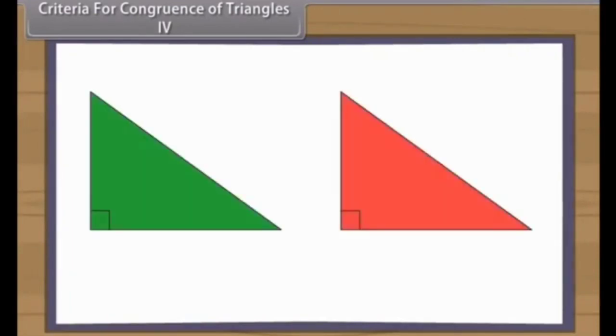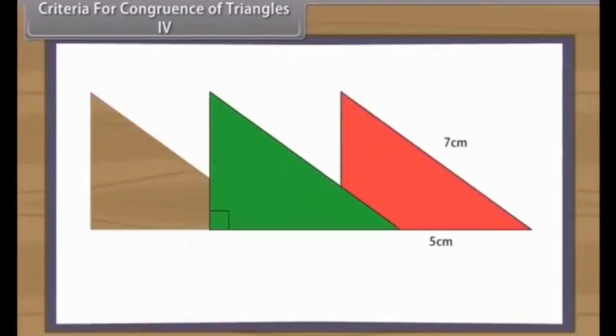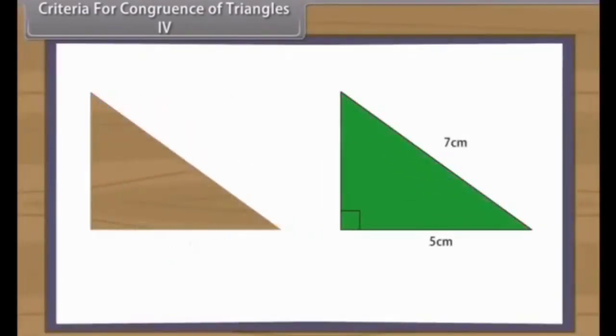Criteria for congruence of triangles 4. Now construct 2 right-angled triangles with hypotenuse equal to 7 cm and one side equal to 5 cm each. Cut them out and place one triangle over the other with equal side placed on each other. We will observe that the 2 triangles cover each other completely and so they are congruent.